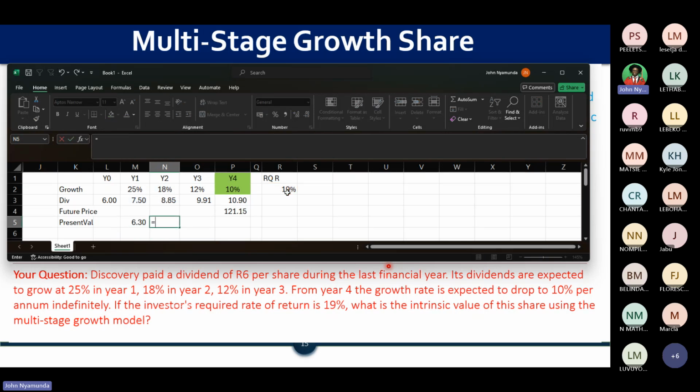Then we go to the next year, dividend 2 divided by open bracket 1 plus the required return, to the power of 2, because it's year number 2. Then year number 3 is that divided by 1 plus required return to the power of 3, because it's year number 3. Equals the price divided by 1 plus 19% to the power of 3, because it's the 3rd year price. There we go.